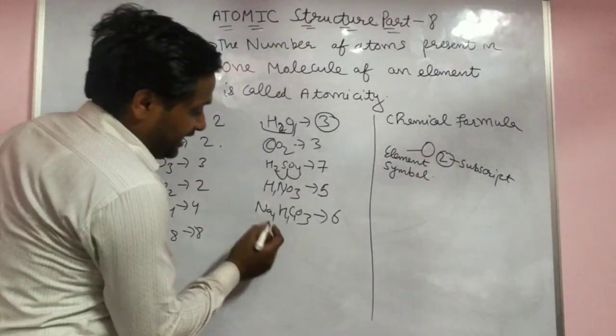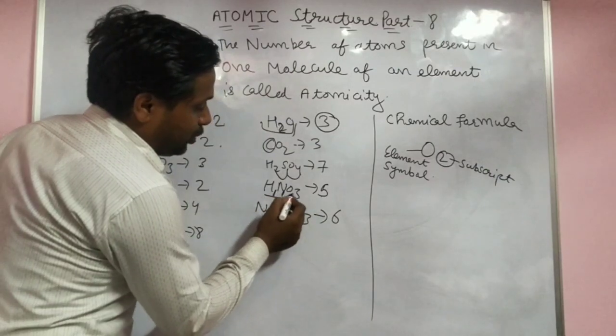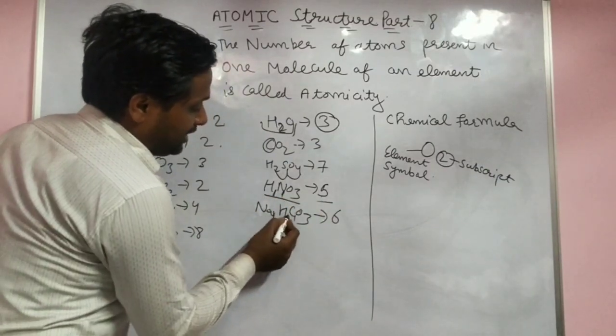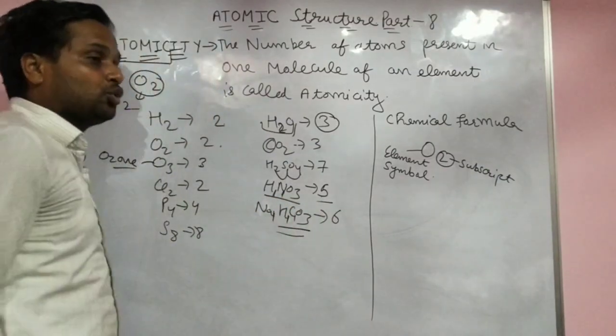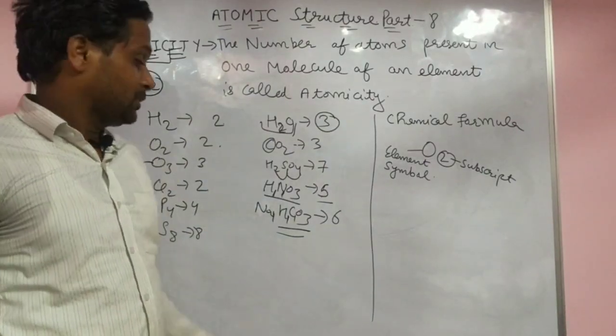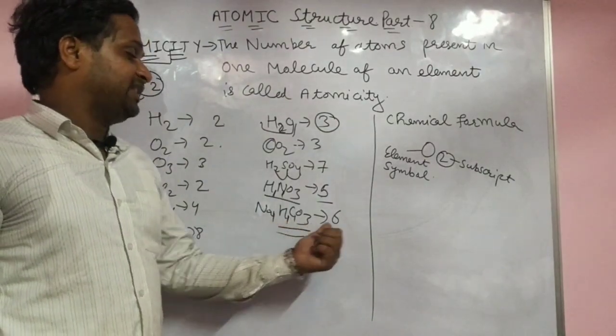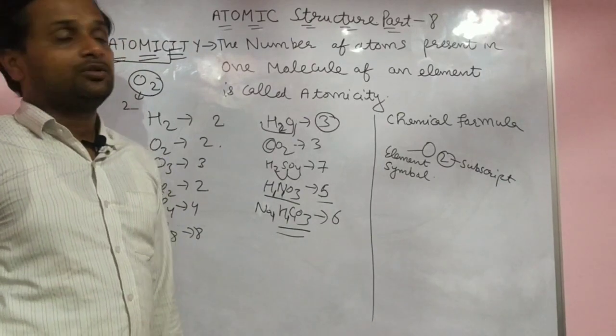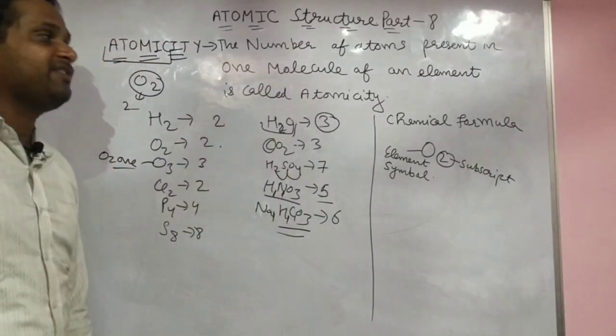Same for nitric acid: 1, 1 and 3, that is 5. For sodium bicarbonate: 1, 1, 1 and 3, that is called 6. This is atomicity, a very easy topic.